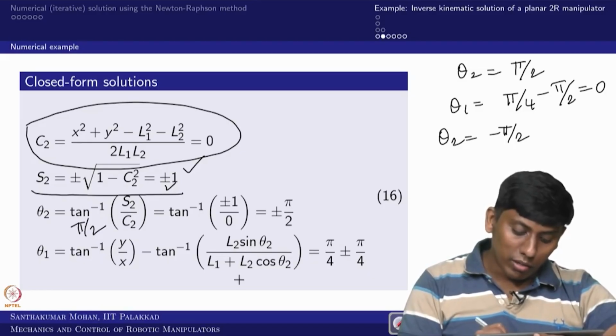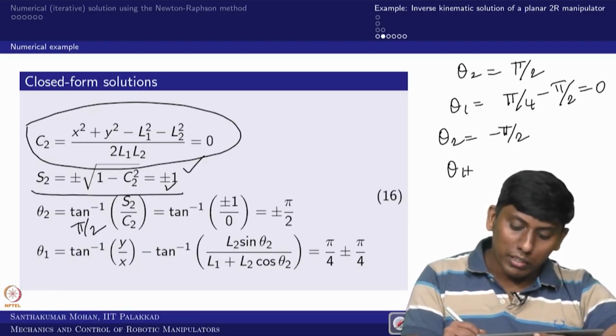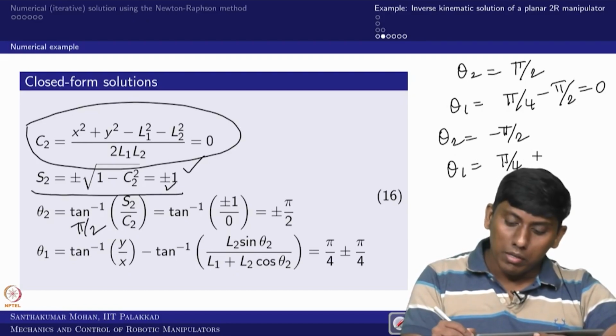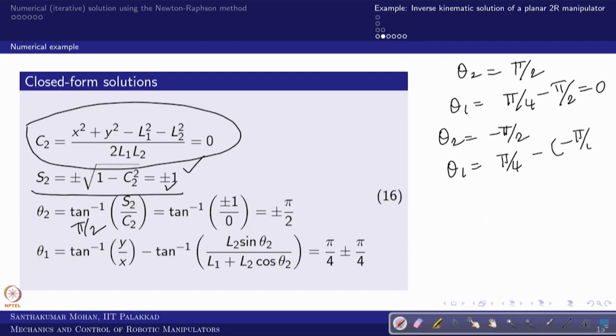So in the sense it is actually like minus pi by 4, the sense theta 1 is pi by 4 minus of minus pi by 4. So in the sense it is actually giving pi by 2, okay. So the same solution what we have obtained, this is one solution, okay. So in the sense theta 1 is 0 and theta 2 is actually like pi by 2.